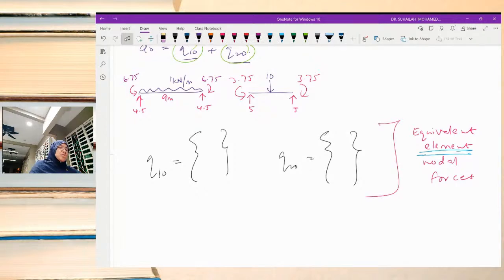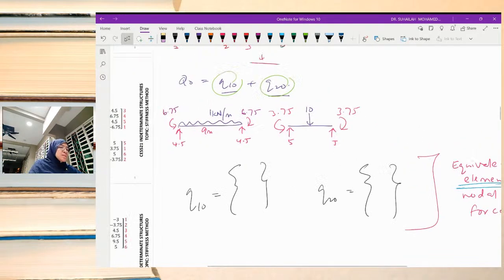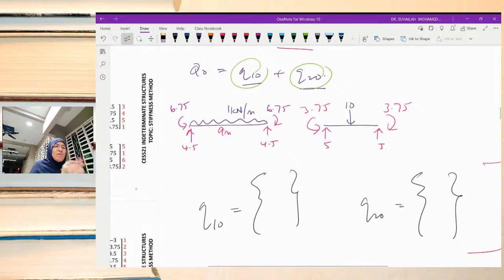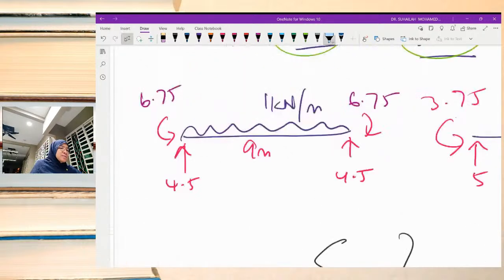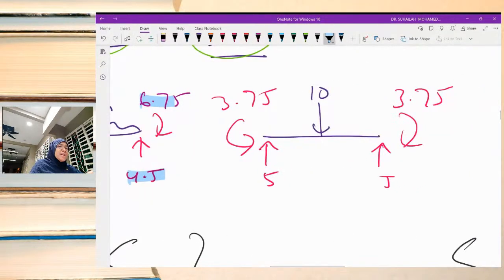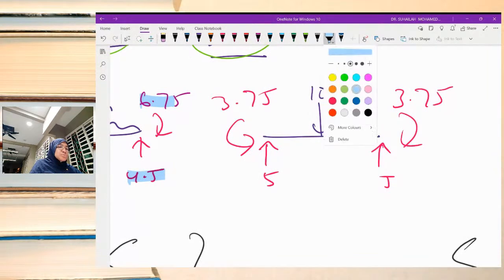So actually there are four values here, four values for element 1 and also four values for element 2.